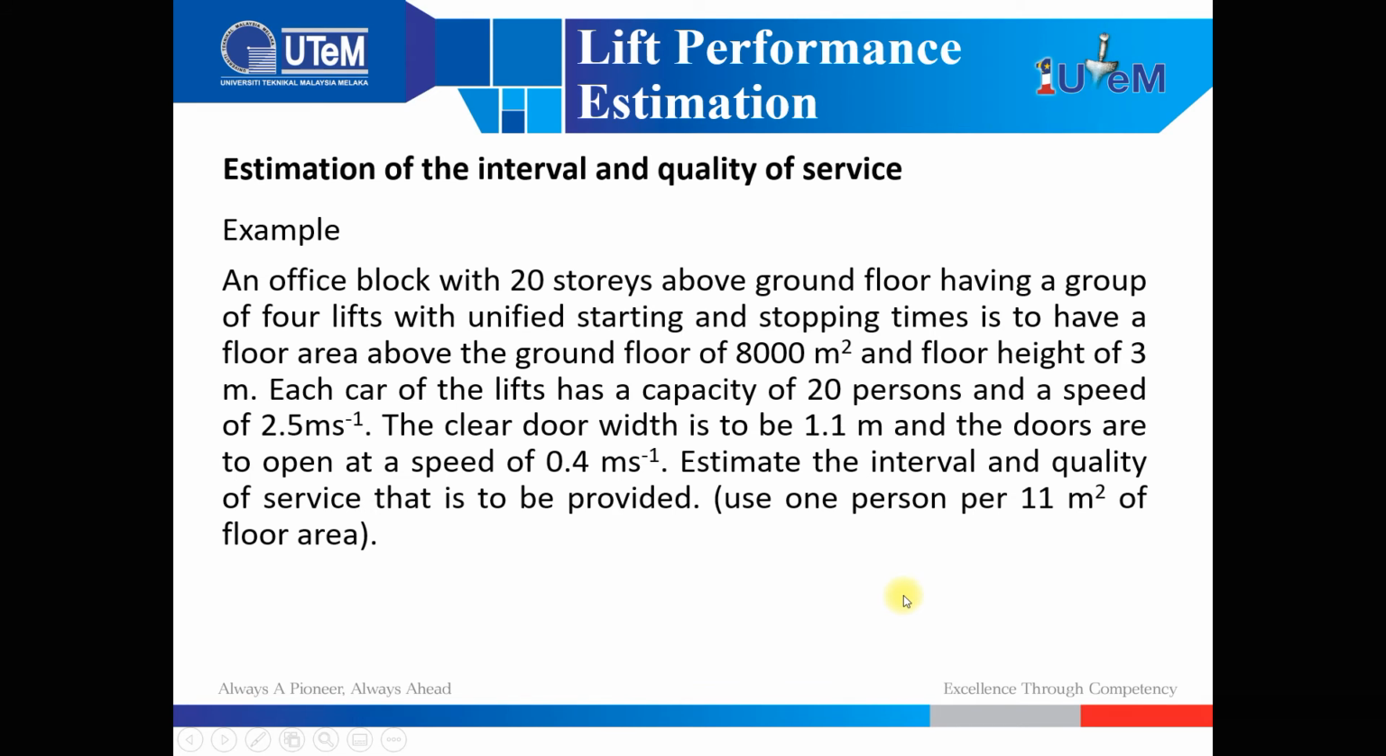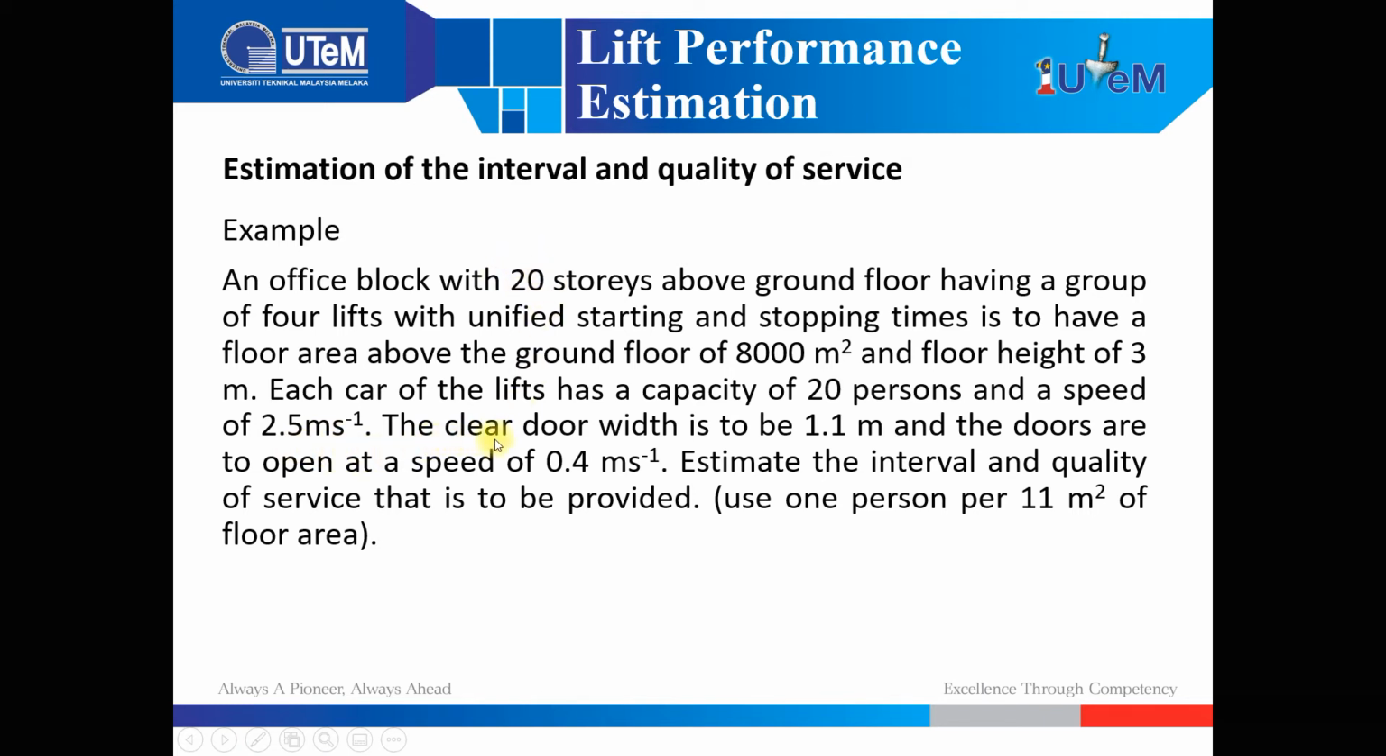And then another example is estimation of the interval and quality of service. For example, we have an office block with 20 stories above a ground floor, having a group of 4 lifts. Kita ada 4 lift, with a floor area above the ground floor of 1000 meter square and floor height of 3 meter. Okay, this one is the floor to floor spacing, about 3 meter. Each car of the lift has a capacity of 20. This one is N, small capital N, and the speed of 2.5 meter per second. This one is V. This one is S.